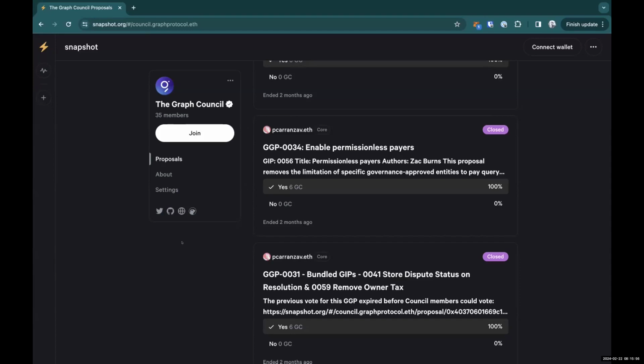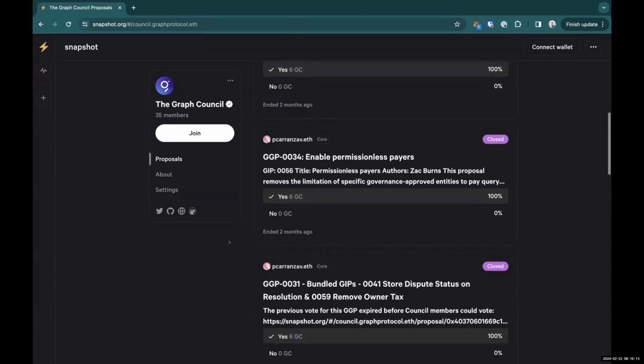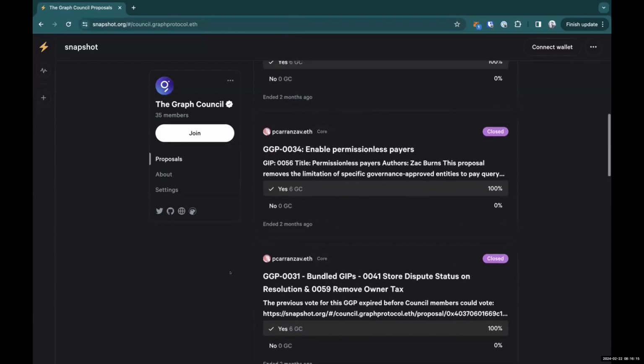And that means that now, whenever a subgraph is upgraded, all of the curators will pay the corresponding fraction of the curation tax without the subgraph owner having to add additional GRT at the time of doing the upgrade. And so hopefully that simplifies the experience.